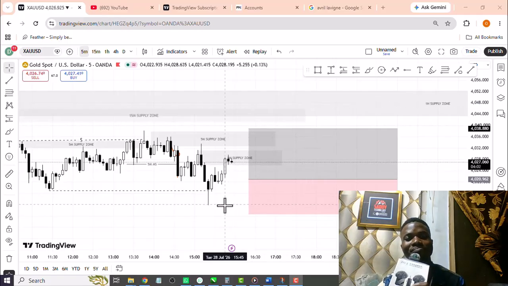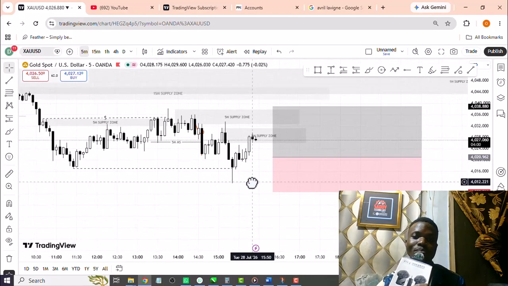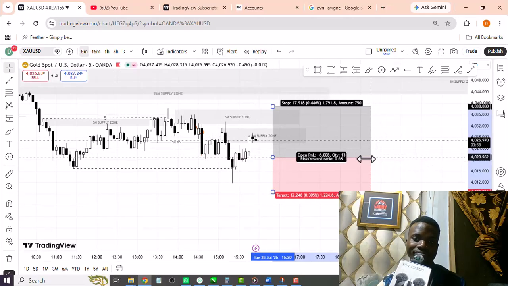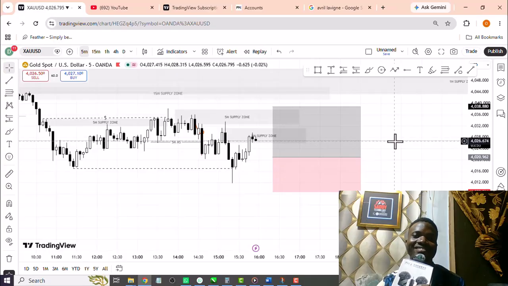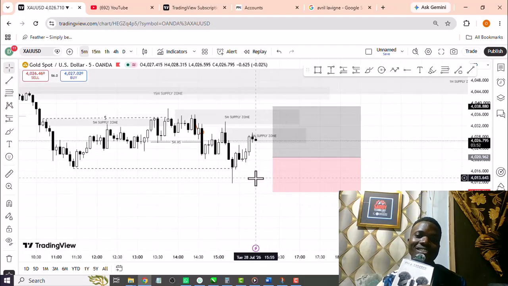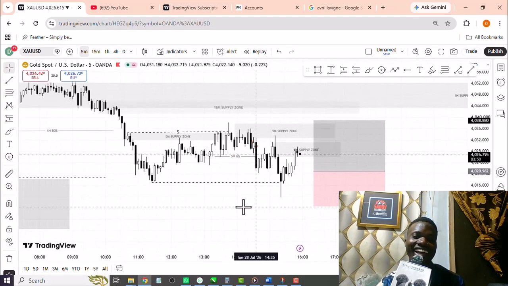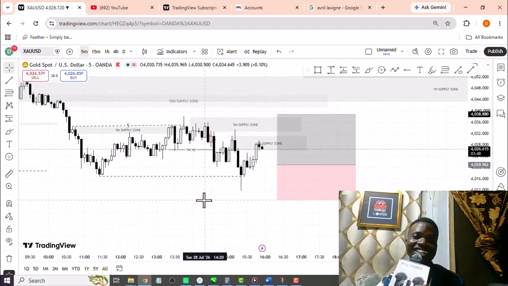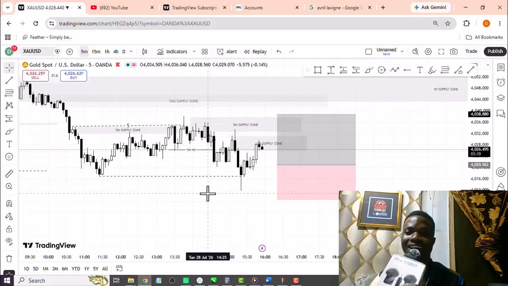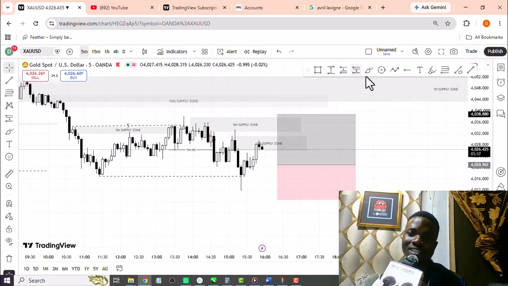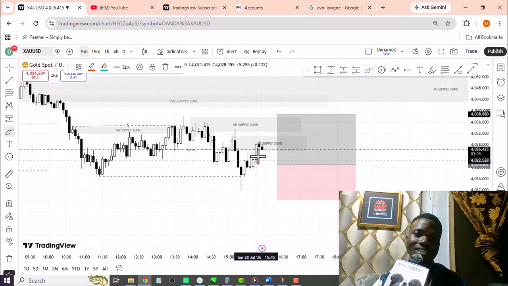So right now I am in a little bit of drawdown. I'm currently running at a loss. Have mercy on me, live streaming. But sincerely, I'm in a drawdown right now because price has entered my stop loss zone already.